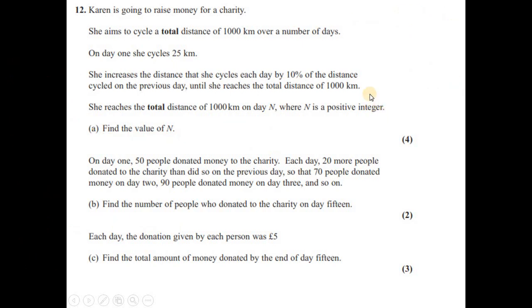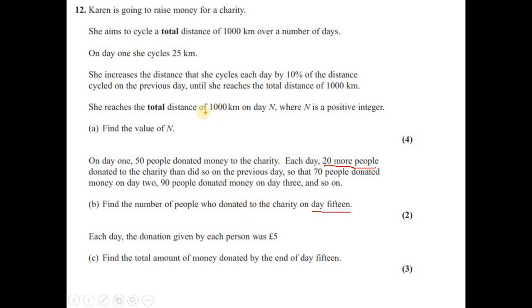On day 1, 50 people donated money to the charity. Each day 20 more people donated to the charity than did so on the previous day. So 70 people donated money on day 2, 90 people donated money on day 3, and so on. Find the number of people who donated to the charity on day 15.